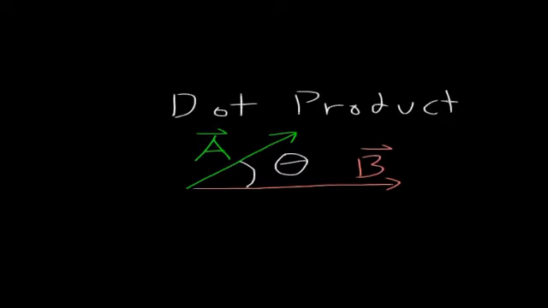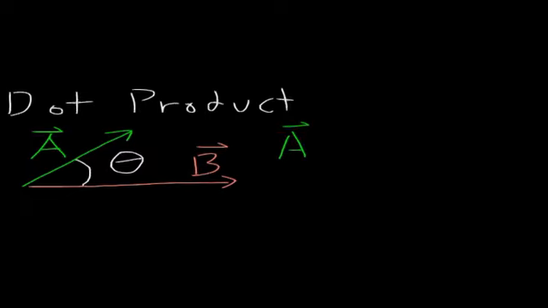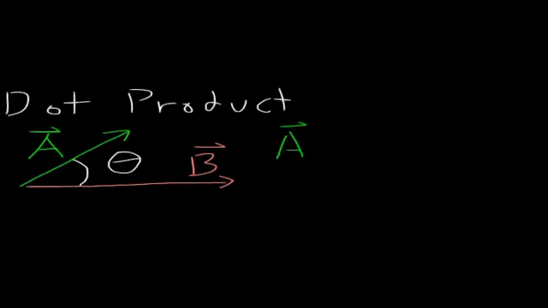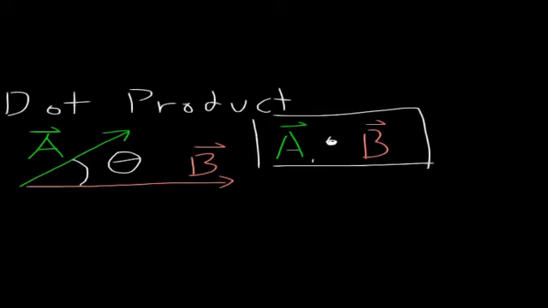So the notation for the dot product is you take one vector, in this case vector A, dot, the dot is important, dot vector B. This is the notation for a dot product. But what is it? What is it actually?